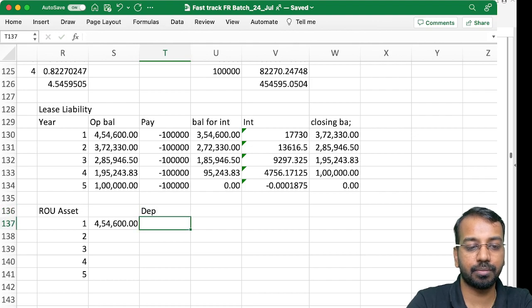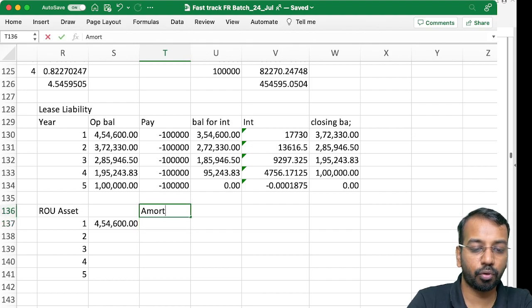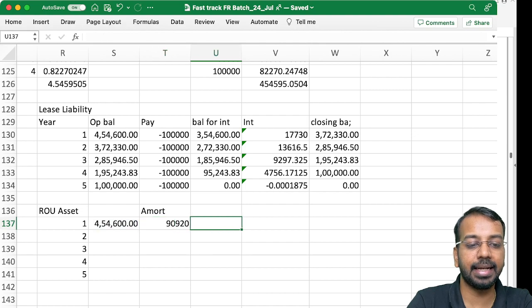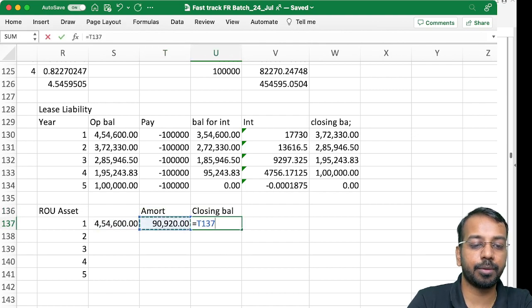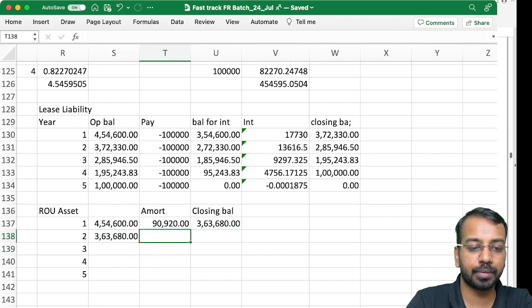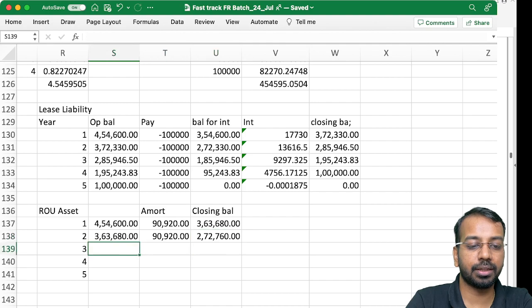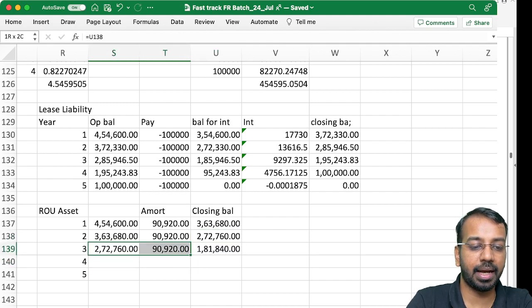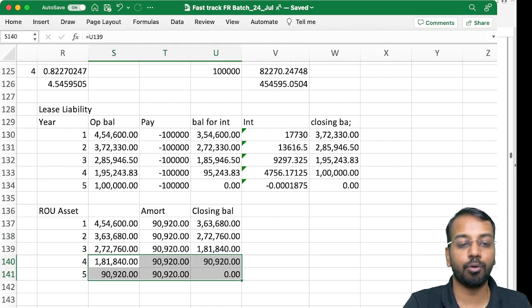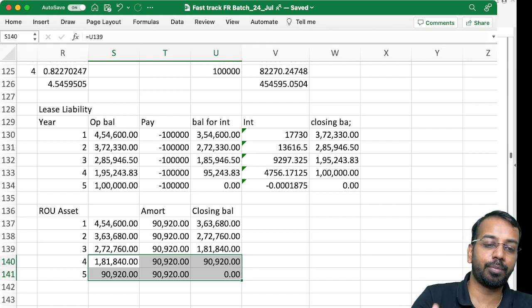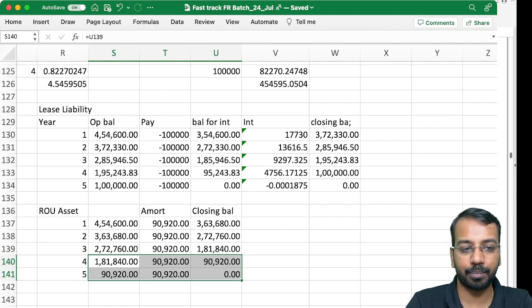Depreciation or amortization: 454 divided by 5, 90,920. Closing balance: 454 minus 90,920, then 272. So like this you keep on doing. At the end of 5th year, this will also become 0. Okay, this is the first time when you prepare the schedule or the table.